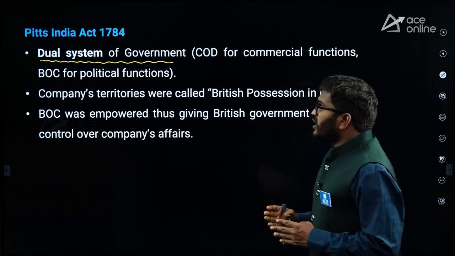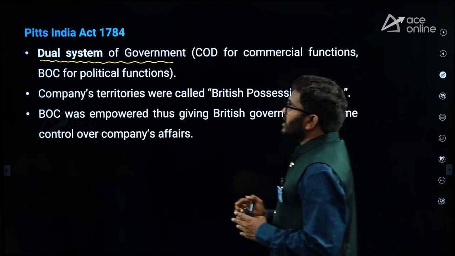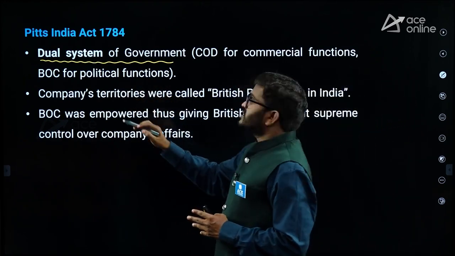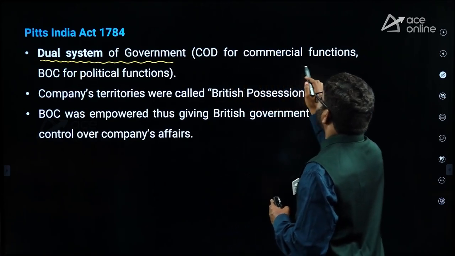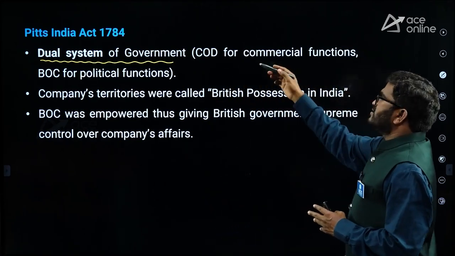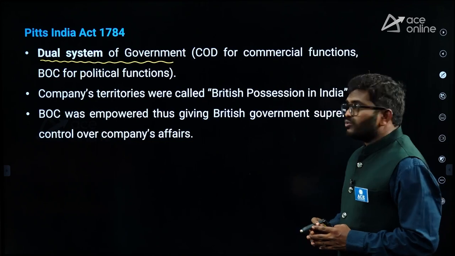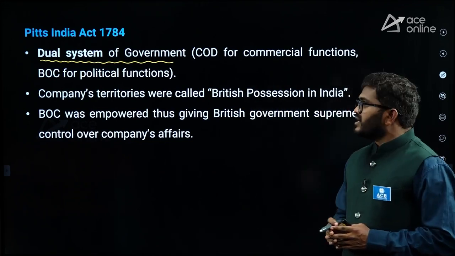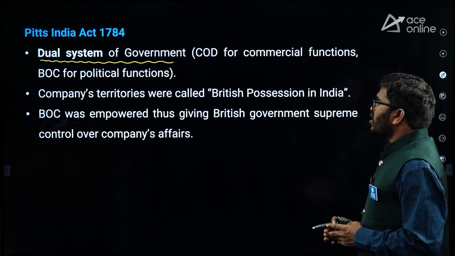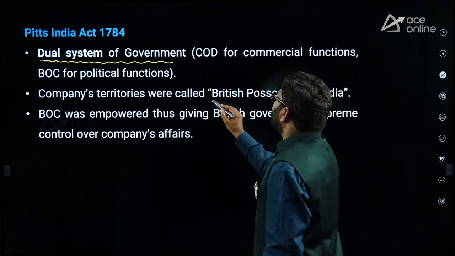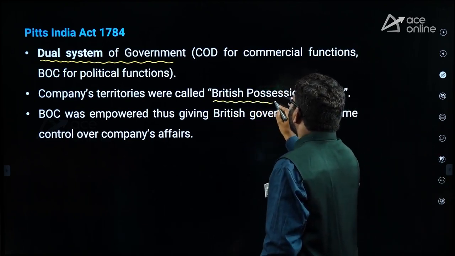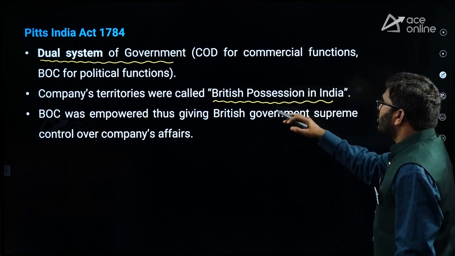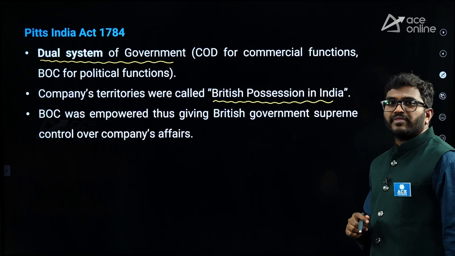So the Board of Control is actually for political functions. There are some members there, right? And the Court of Directors is for the commercial functions, to do the trade. To do the political functions, they use the Board of Control, right? The company's territories were called British possessions in India. So the British occupied some places in India. The name we call it is British possessions in India.